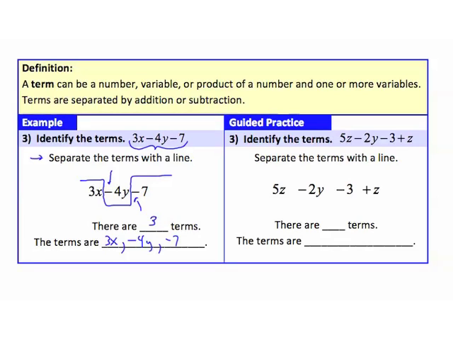Now it's time to check your understanding of identifying the terms in an expression. Pause your video player and answer this guided practice question. When you're done, hit play to see how you did.